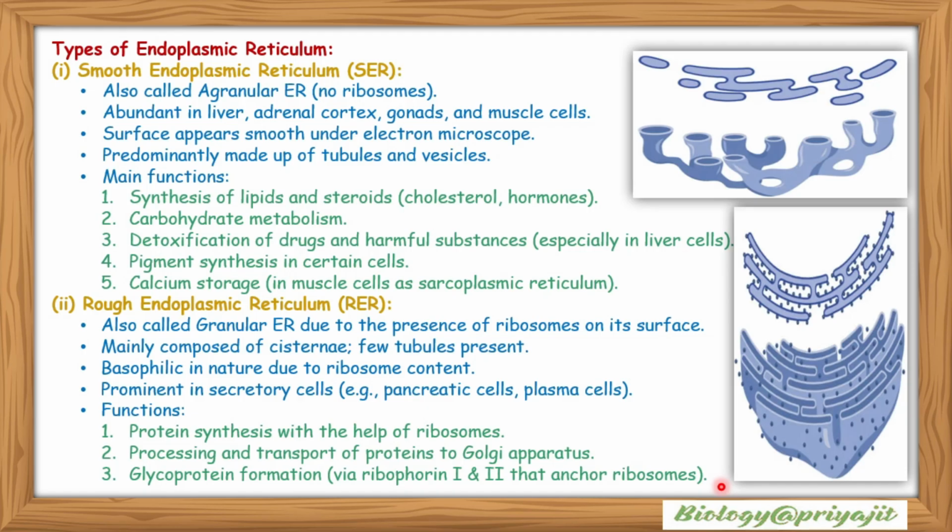They are prominent in secretory cells. Examples: pancreatic cells and plasma cells. Their functions include protein synthesis with the help of ribosomes, processing and transport of proteins to the Golgi apparatus, and glycoprotein formation via ribophorin. Ribophorin 1 and ribophorin 2 are the two proteins that anchor the ribosomes on the surface of the endoplasmic reticulum.